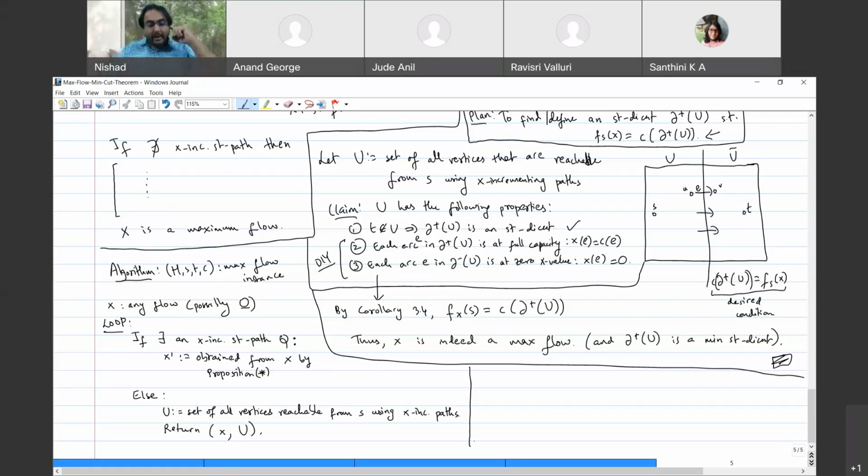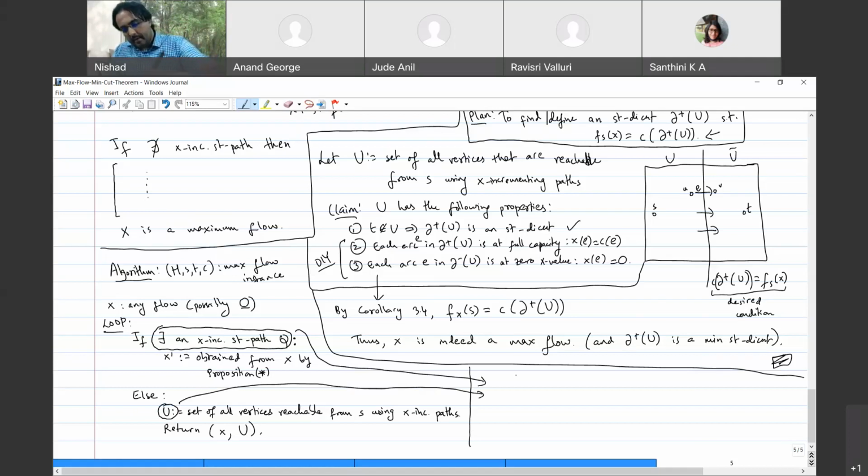This is not a complete algorithm in the sense that how do we find this x-incrementing ST path? This is something we still need to discuss. And how do we find this set U? Okay. So this we will discuss next time, how we find these. But let us assume that we know how to find these.